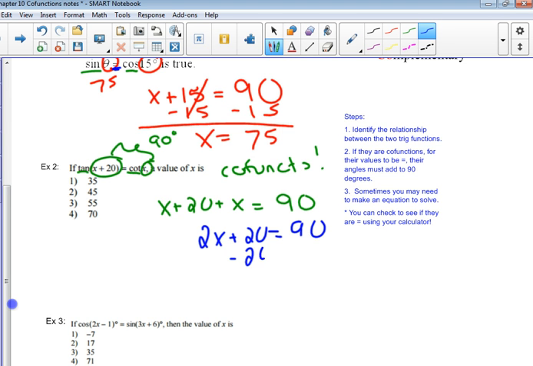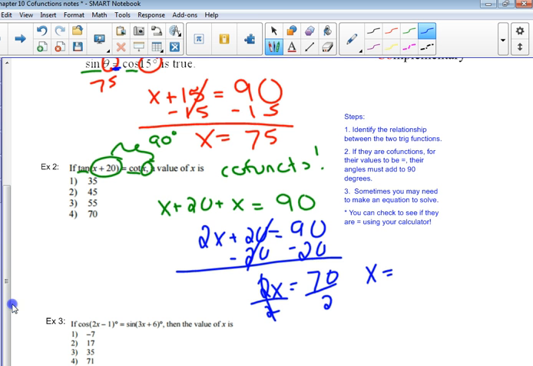45. Perfect. I don't even know what she's writing. Yeah, no, you're not. Actually, X should be 35. I'm only 10 off. There should be a grace period. I don't know about that one.